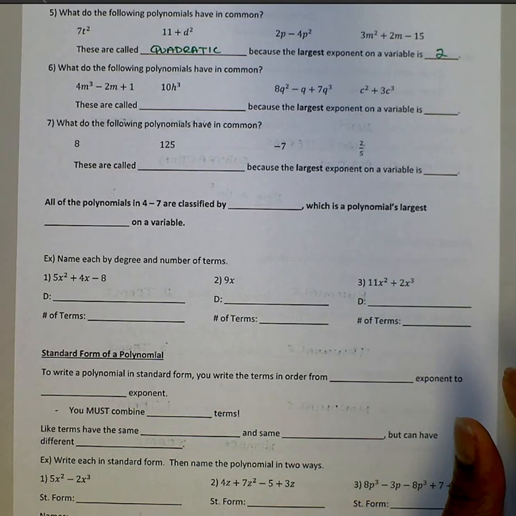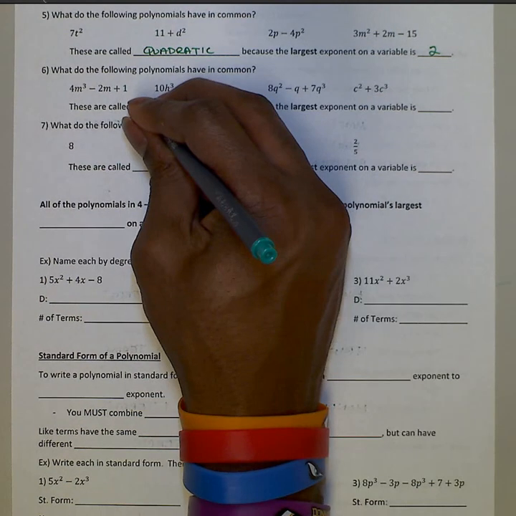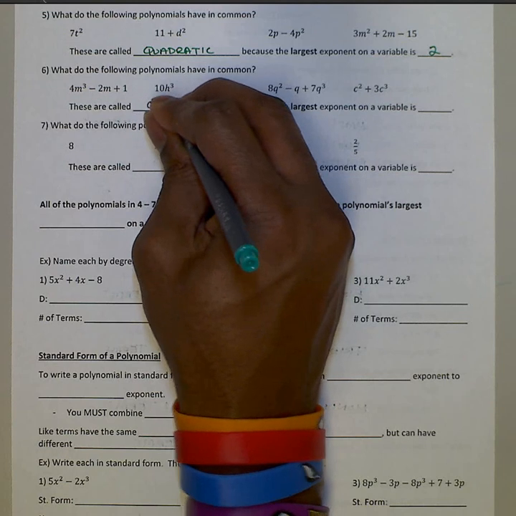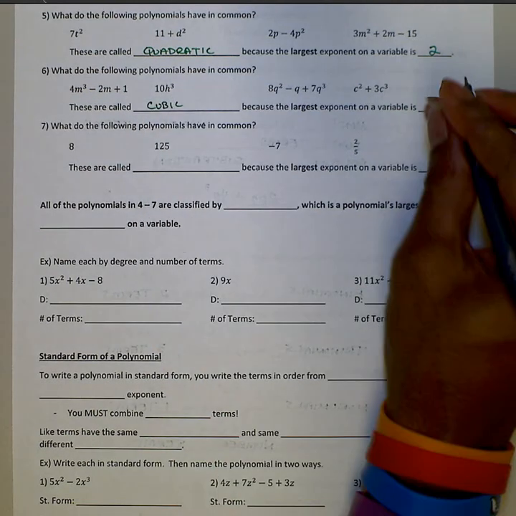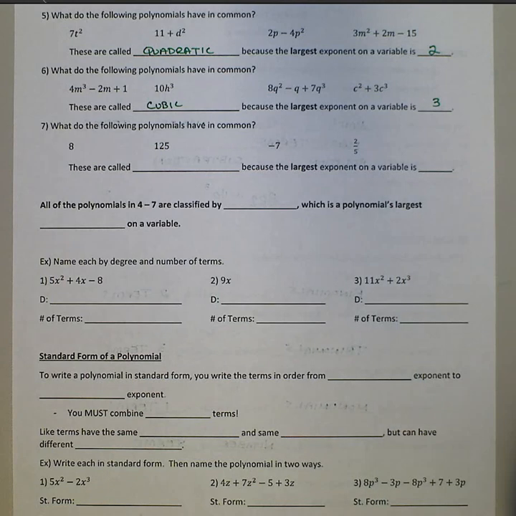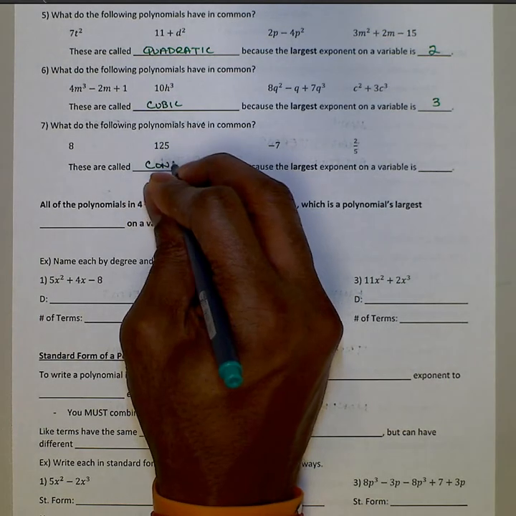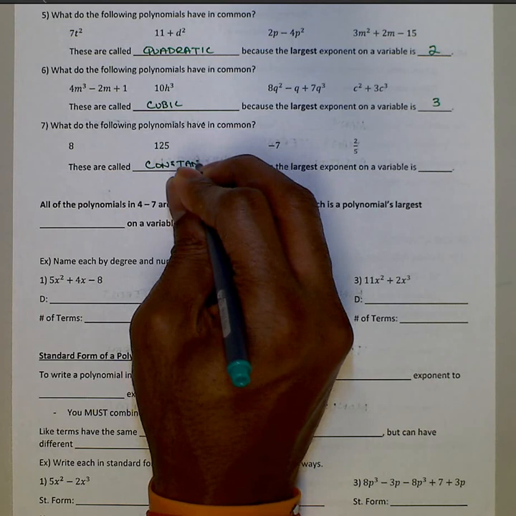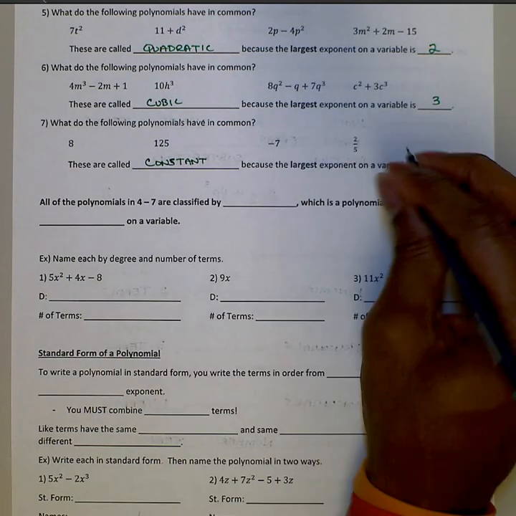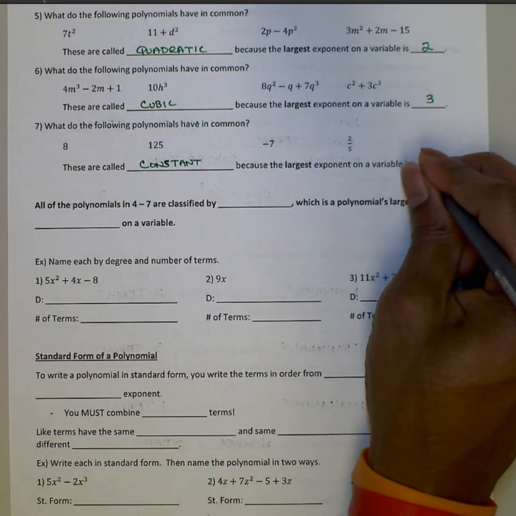Number 6, these have in common that the highest exponent is 3. These are called cubic because the largest exponent on the variable is 3. And then notice here, guys, that you don't see any variables around. These are called constant. Constant. Because the largest exponent on a variable is 0.